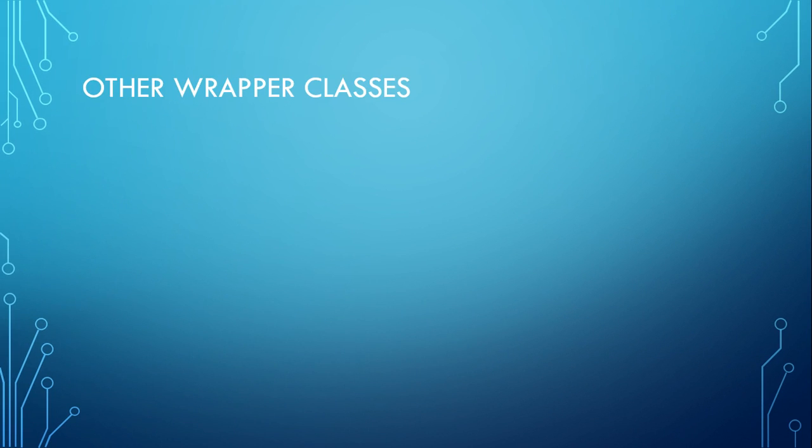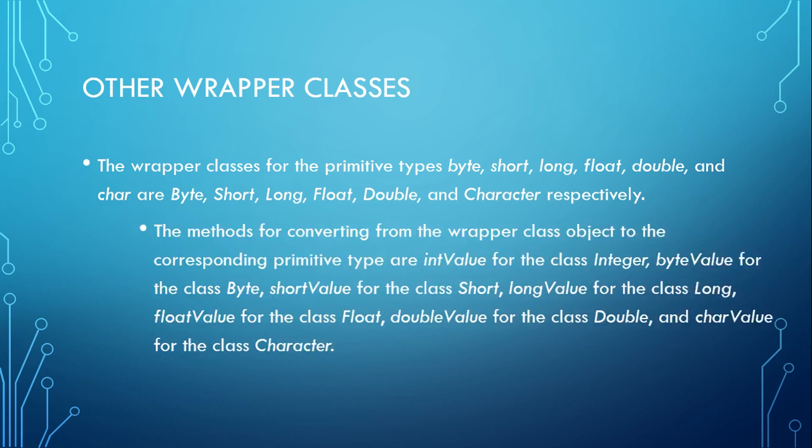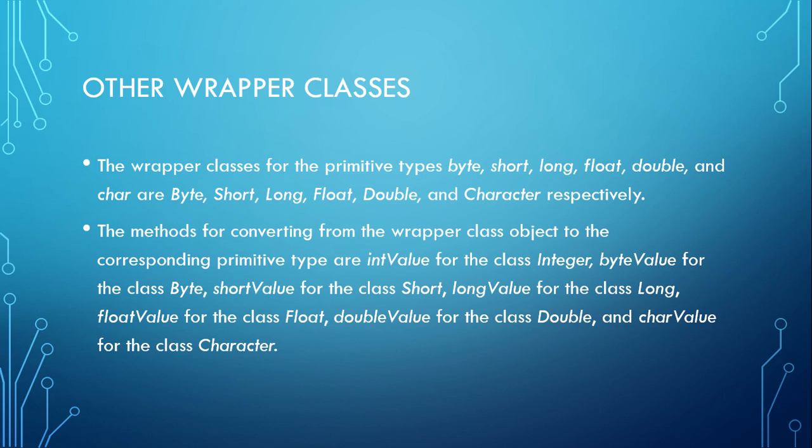Now let's talk about some other wrapper classes. The wrapper classes for the primitive types byte, short, long, float, double, and char are, of course, Byte, Short, Long, Float, Double, and Character. So it's pretty easy to remember. A lot of it is just uppercase, except that char and int are fully spelled out. The methods for converting from the wrapper class object to the corresponding primitive type are intValue for the class Integer, byteValue for the class Byte, shortValue for the class Short, longValue for the class Long, floatValue for the class Float, doubleValue for the class Double, and of course, charValue for the class Character.